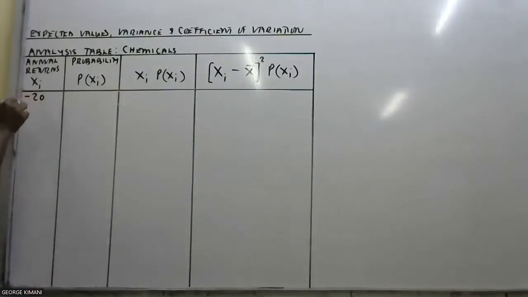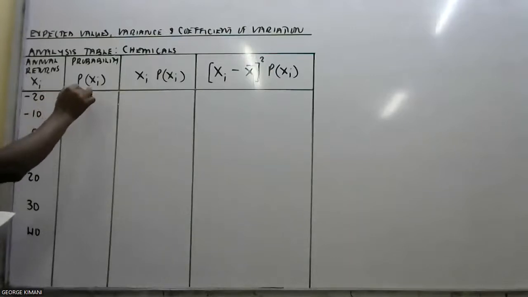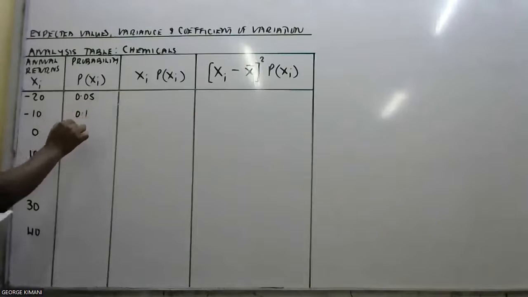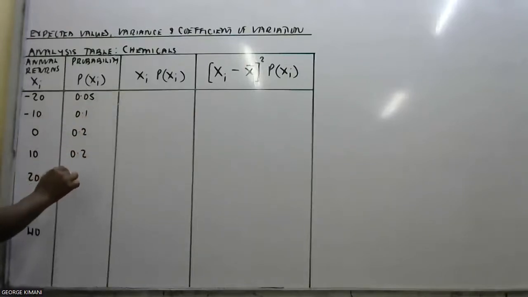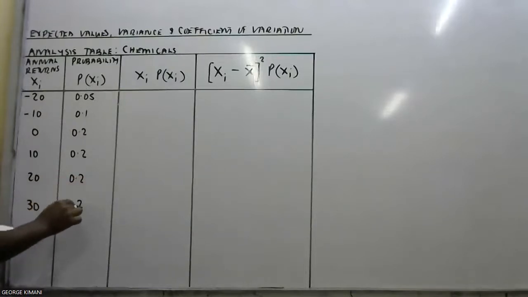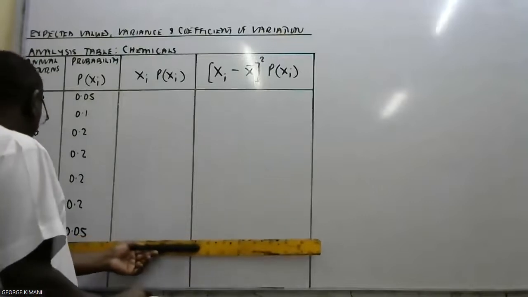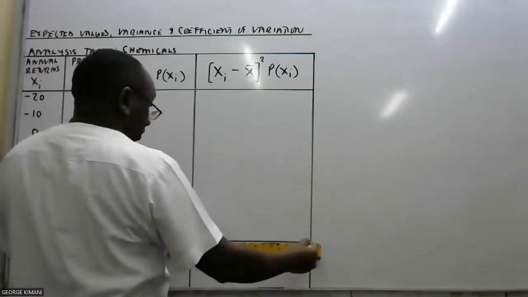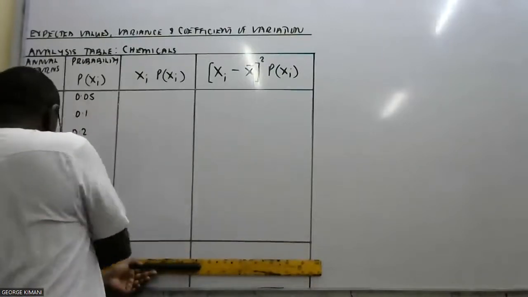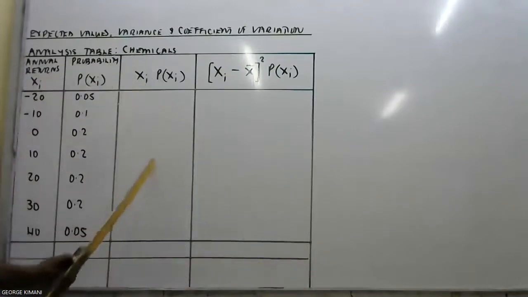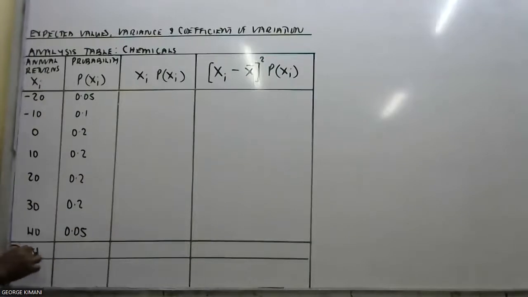So we have minus 20, minus 10, we have 0, we have 10, 20, 30, and 40. The probabilities are 0.05, 0.1, 0.2, 0.2, 0.2, 0.2 as well, and 0.05. So after you prepare that, I would like you to give me the total down here for this column only. This one should be one.